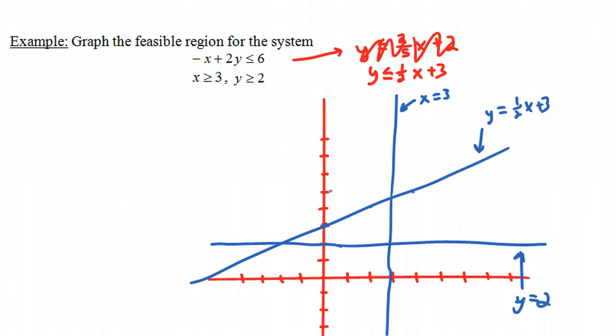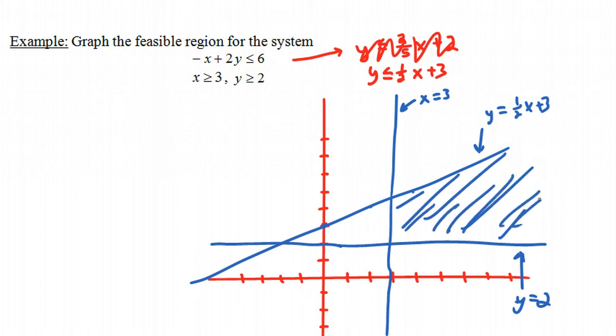But we have to remember where we're shading. So where should we shade? Is it going to be in here? It turns out it's not, because we're shading in x greater than or equal to 3. That's to the right of this vertical line. We'd be shading above this horizontal line, y equals 2, and below this line, y equals 1/2 x plus 3. Notice the region would be this. Okay, this is the feasible region for that system of inequalities.